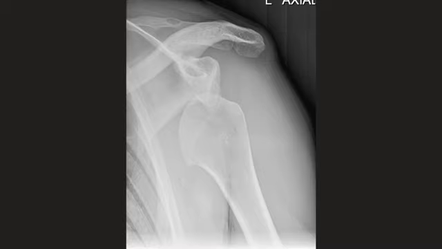This is another example of an anterior dislocation. You can see how a Hill-Sachs defect may occur, as well as a bony Bankart or soft tissue Bankart.